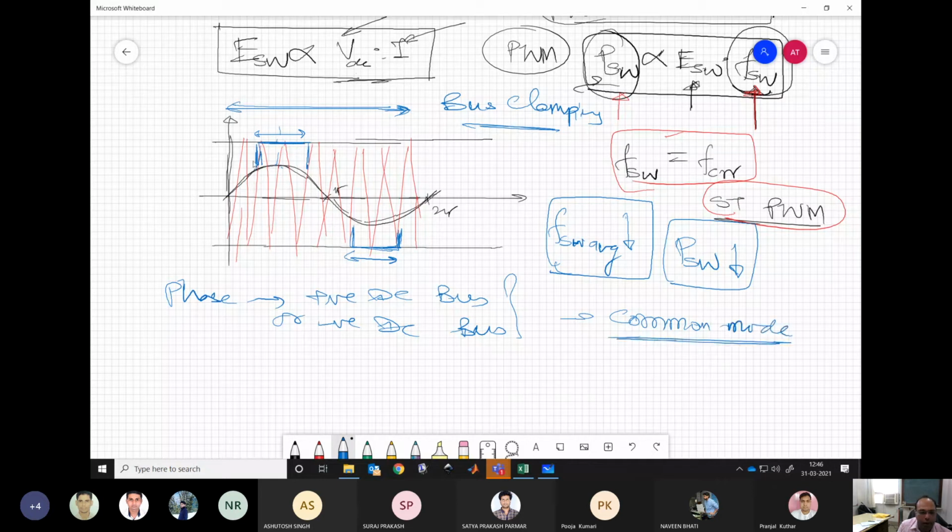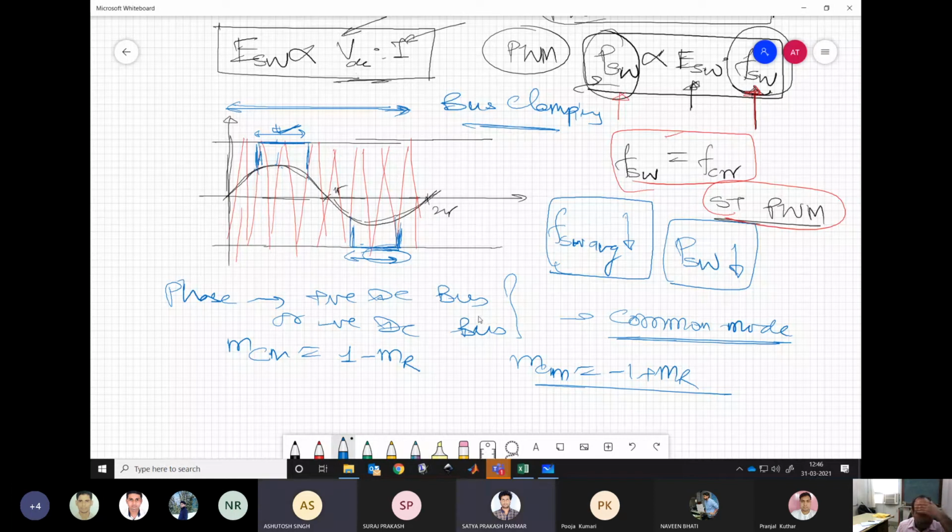Which common mode we are adding? So whenever any phase is close to its peak, you just add the common mode, which is 1 minus that particular phase, let's say 1 minus MR, or that will be true in this duration, or for this duration this could be minus 1 plus MR. Getting my point? Yes, sir.